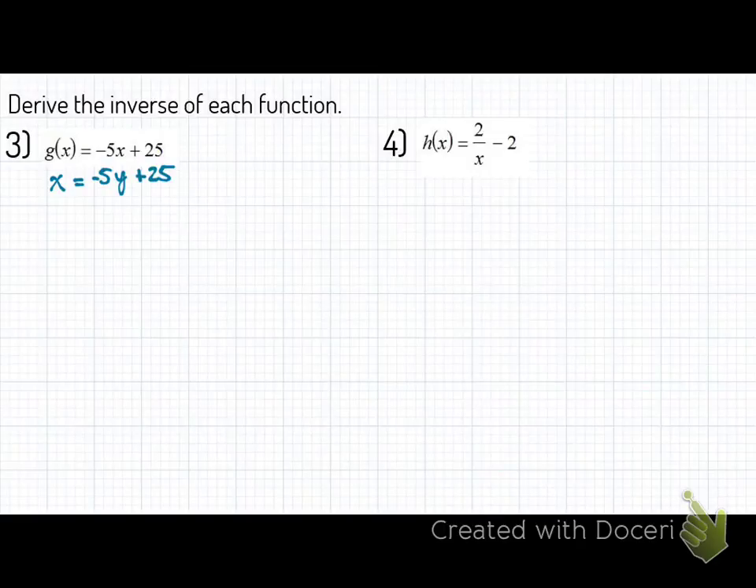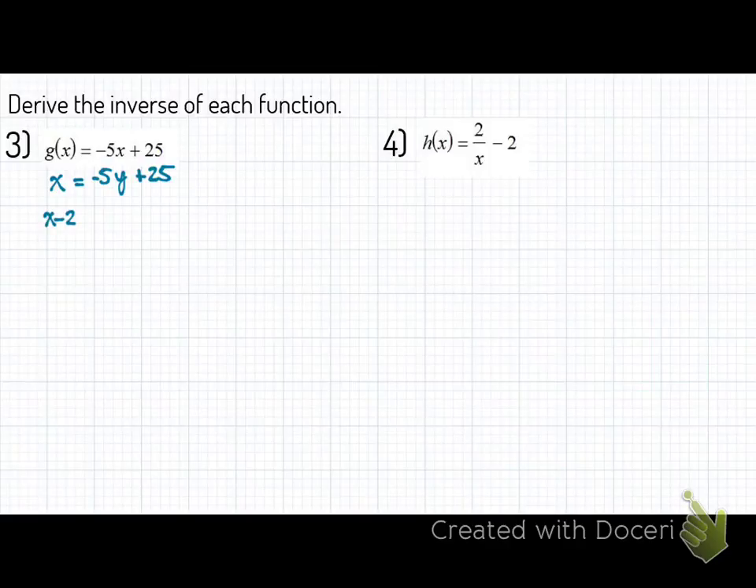Okay, now turn to your neighbors. Tell them what strategy you would use to isolate the y variable. What strategy would you use? Okay, what would you do to isolate the y variable, everyone?